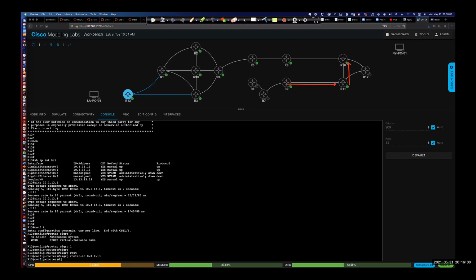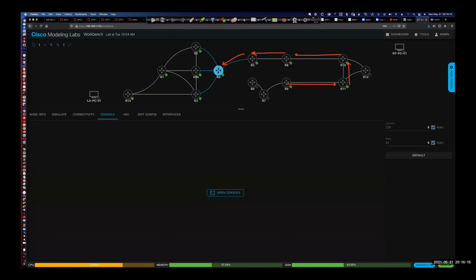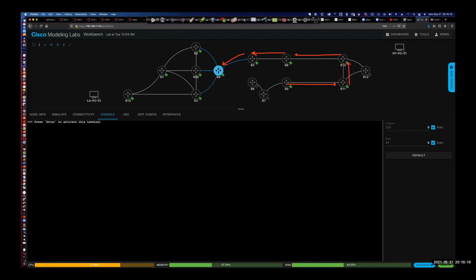And the only way they know how to get to that route is by what their neighbor has told them. And so router 10 would advertise to router 8. And then router 8 advertises to router 5. And then 5 is going to advertise to 4. And that's where we're going to hop onto here. So let's jump onto router 4, right? Whoops, let me open the console up here. So we're on router 4. And let's take a look at the routing table.